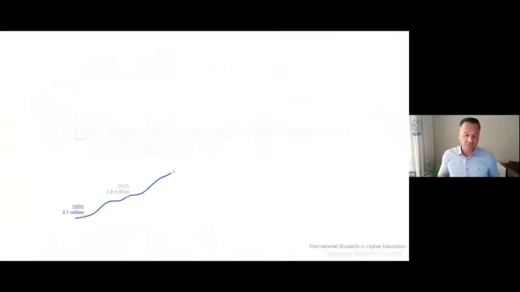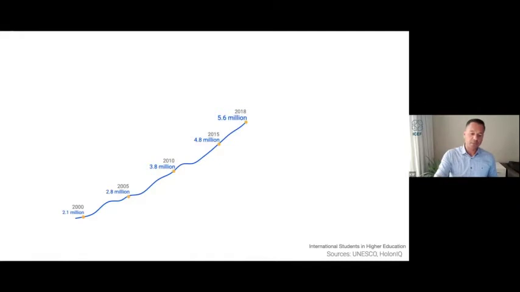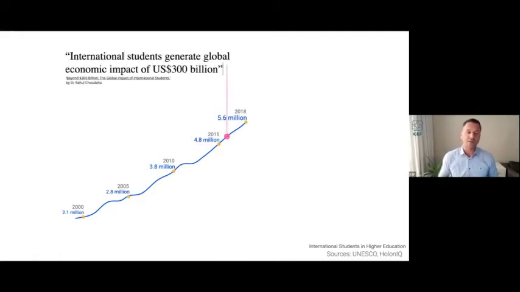At the start of this millennium, there were 2.1 million international students in higher education, a number that has grown to 5.6 million international students in the year 2018, which is a year-on-year increase of about 5.5%. A recent report by Dr. Rahul Choudaha calculates that the direct and indirect financial impact that international students in higher education generate worldwide amounted to a staggering $300 billion as of 2016.